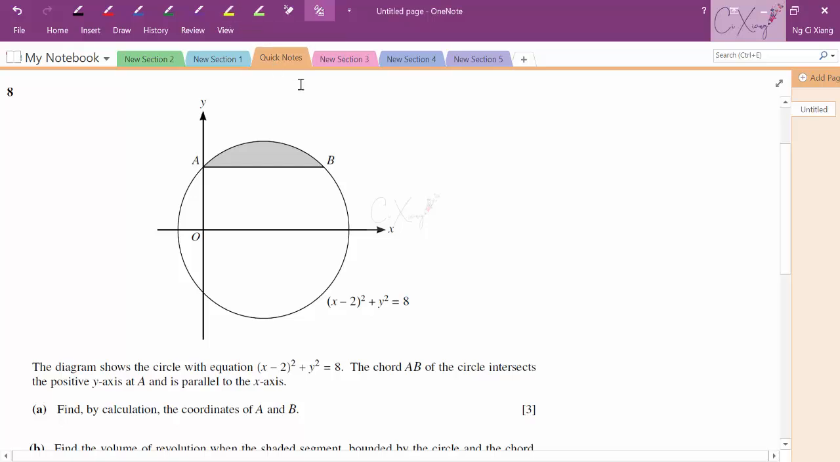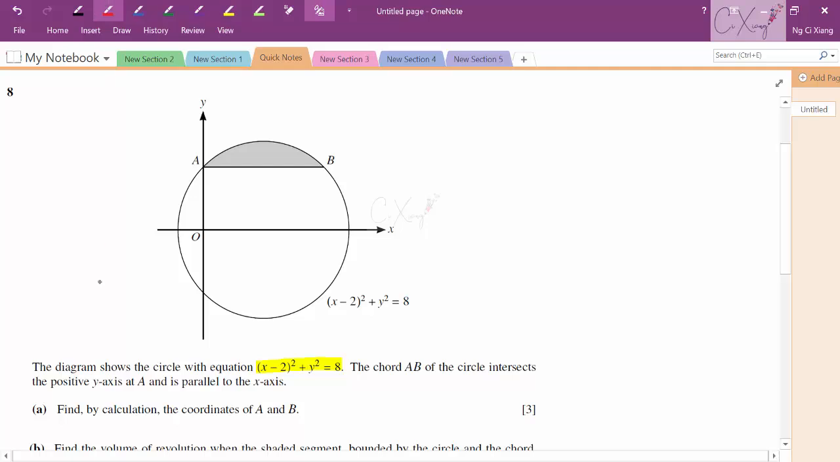Okay, so question number 8. All right, so we have a diagram, and this diagram shows a circle. The circle equation is (x minus 2) squared plus y squared equals 8. And the chord AB of the circle intersects the positive y-axis at A, and it is parallel to the x-axis. Again, this line AB is actually parallel to the x-axis here.